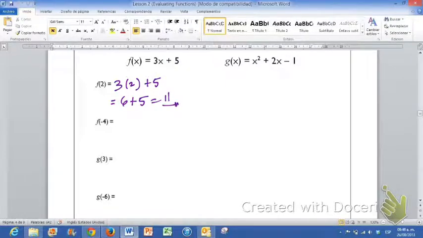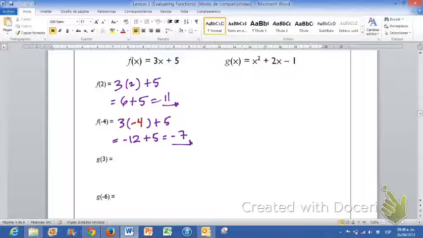Okay, that's it. So now f of minus 4. So again, I have 3x plus 5, but instead of writing x, I'm going to replace that with minus 4. I'm using a different color. So yes, as you can see, now I have to multiply 3 times minus 4. Okay, plus 5. So 3 times minus 4 is minus 12 plus 5. So obviously the value is minus 7. That's it. Now g of 3.